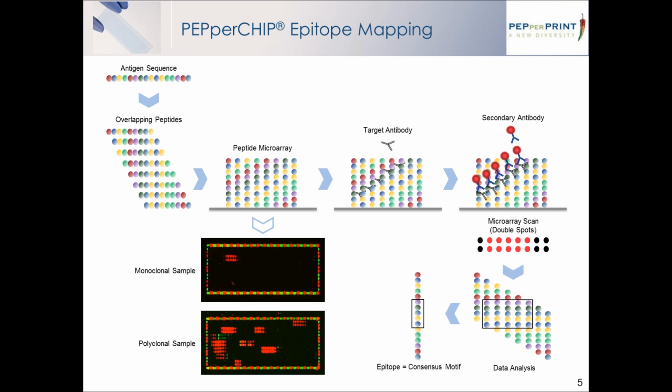On the left, you can see 2 examples of such an epitope mapping. One with a monoclonal sample binding to a single epitope, and a polyclonal sample binding to multiple epitopes. And each array is surrounded by HA and FLAG control peptides, which are visible as red and green ribbon. You can see it here.